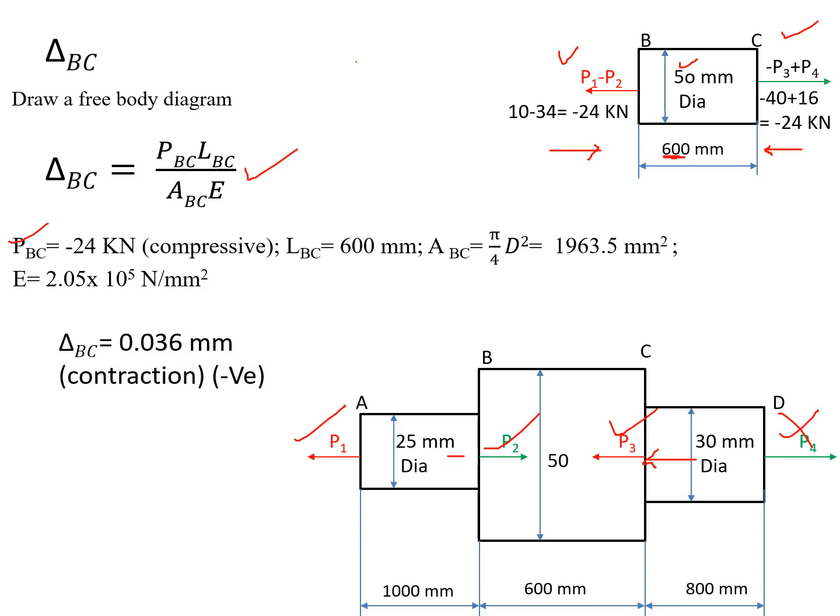And one more thing we have to note down. Deformation has occurred by the compressive force, so the nature of force is compressive. So the deformation is a contraction, and here we have to consider the negative value.